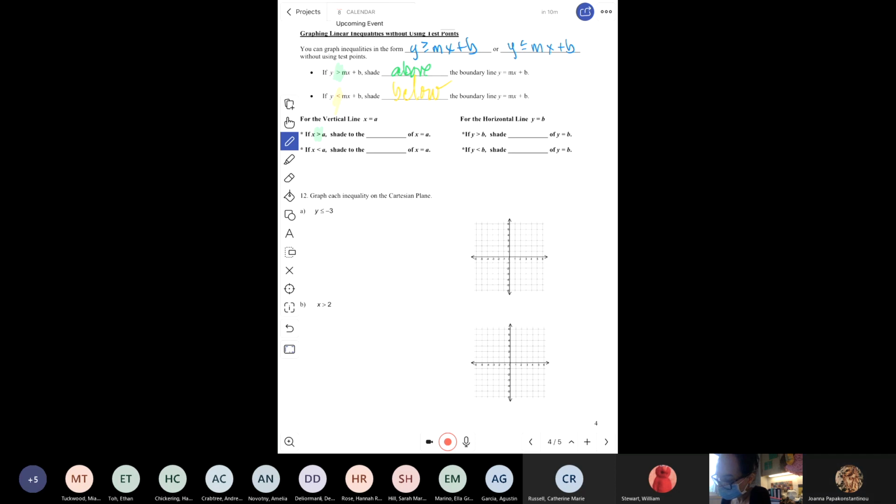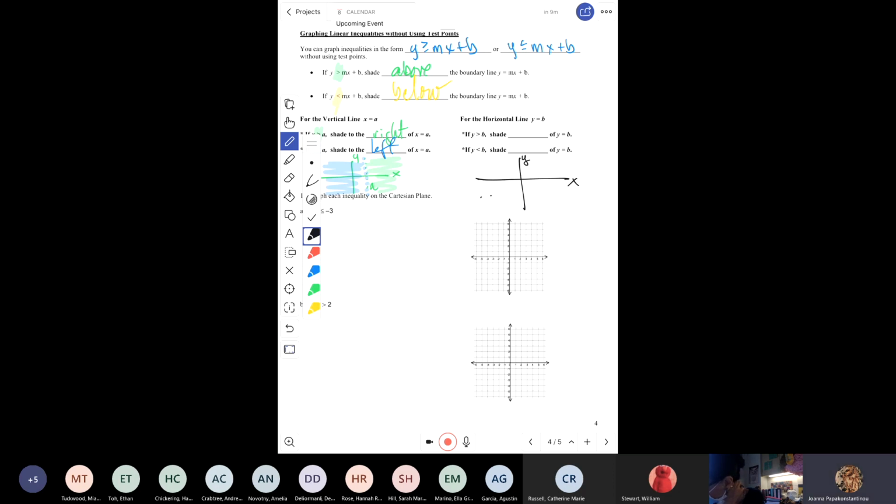I have a vertical line, right? So I'm at A. If I'm greater than, I am shading to the right of my boundary line. If I am less than, which direction am I shading? To the left. And that should make sense. You could still test a point. Now, what if I'm dealing with a horizontal line?